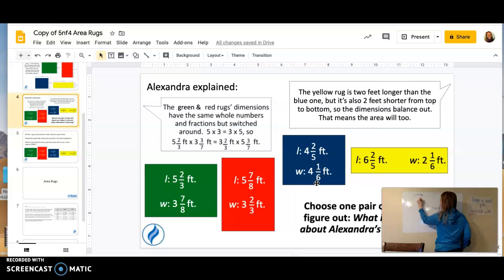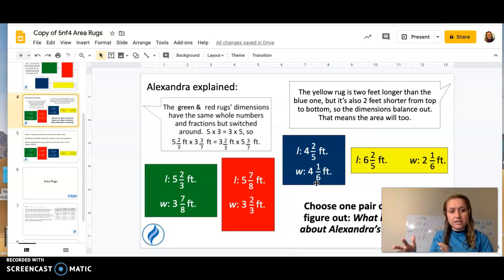6 2/5 times 2 1/6. Well, 6 times 2 is 12. 2/5 times 1/6. That's the same fraction, but it's not the same whole numbers. So 1/15 square feet. So the blue rug has an area of 16 1/15 square feet, but the yellow rug is 12 1/15 square feet. So the dimensions did not balance out with the yellow rug.